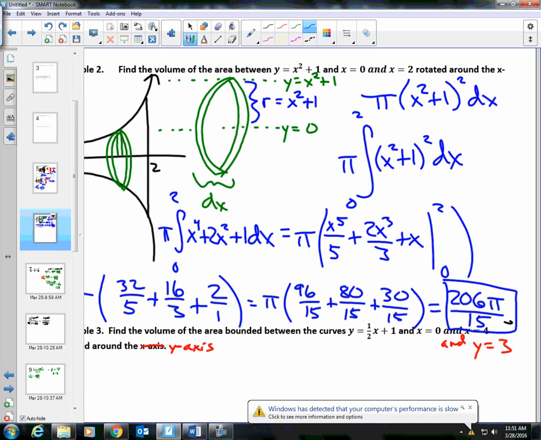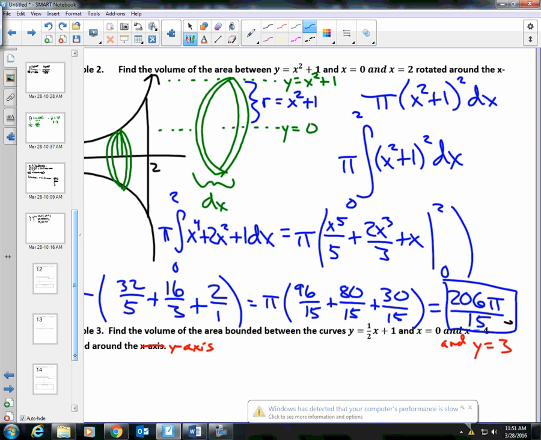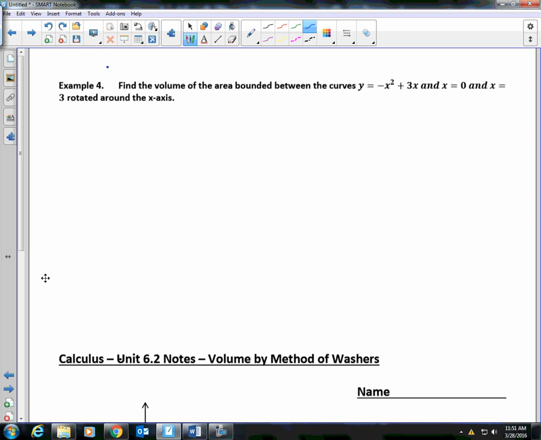We'll get back to example 3 in a second because I got to change it. You're going to flip over to example 4, and you're going to try it on your own because you're really smart. Go.